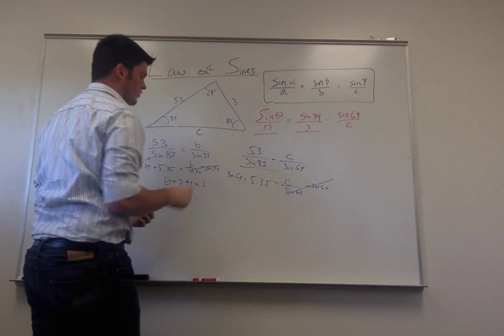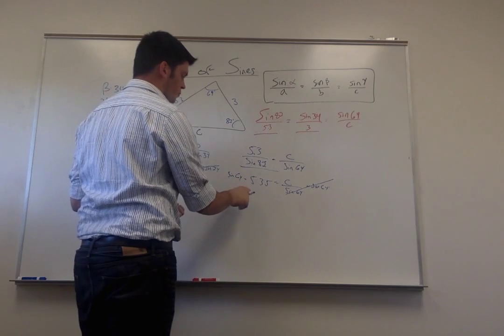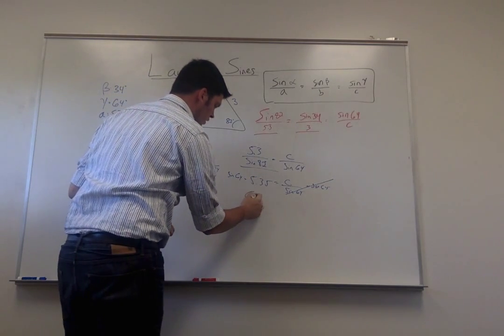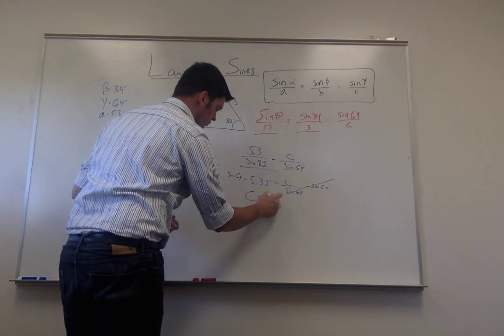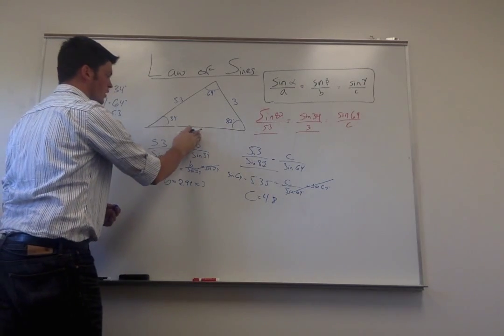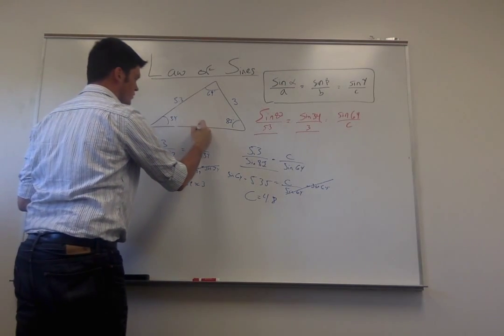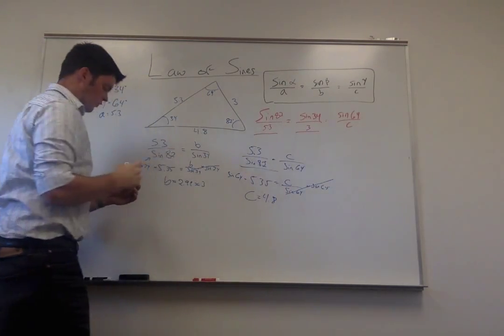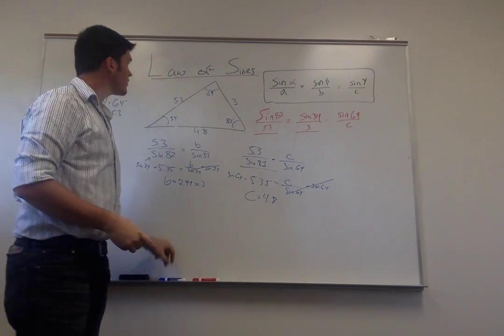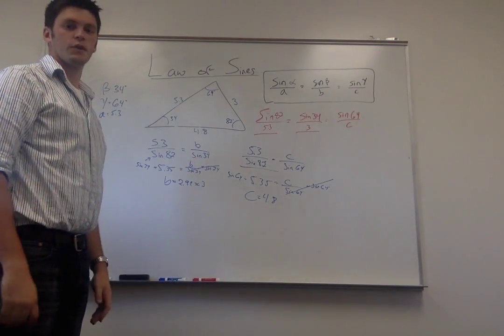And we're left with the sine of 64 degrees times 5.35 is equal to C, and C turns out to be equal to 4.8. So there we just solved for the last missing piece of information for our triangle, and using the law of sines, we have solved for the complete triangle.